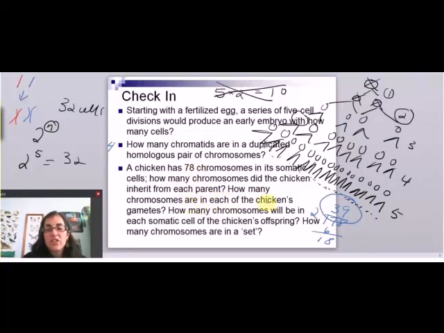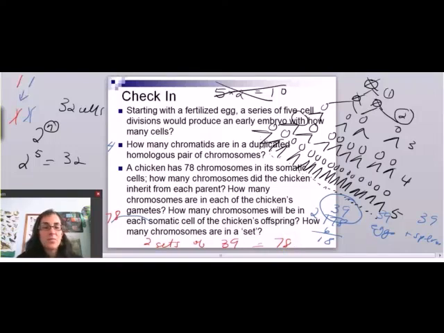How many chromosomes are in each of the chicken's gametes? Well, remember that gametes are eggs and sperm. So that means there must have been 39 in the eggs and 39 in sperm. How many chromosomes will be in each somatic cell of the chicken's offspring? Well, again, remember that somatic cell means body cell, so that organism, its offspring, should get back to having 78 because an egg and a sperm will get together. Okay, last one. How many chromosomes are in a set? Well, remember that diploid organisms have 2 sets, so that means there must be 39 in each set. 2 sets of 39 would give you 78. Okay, so that's some practice with chromosomes.